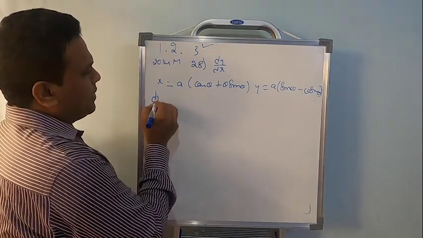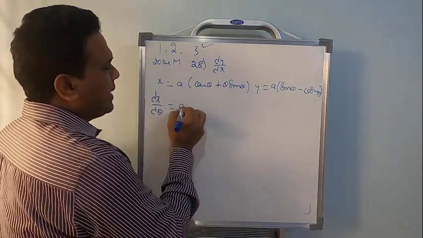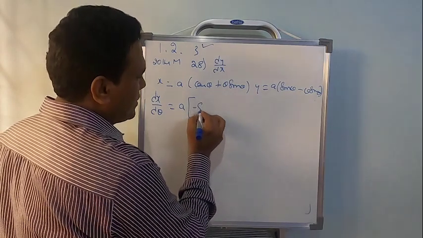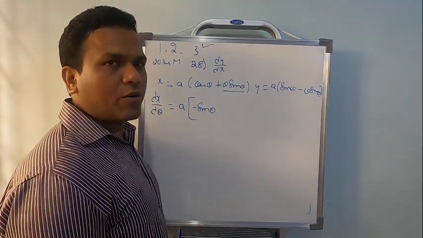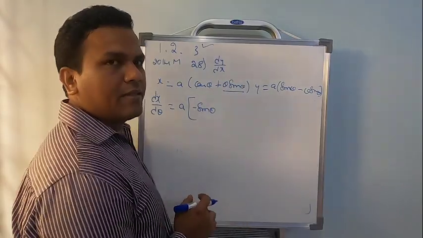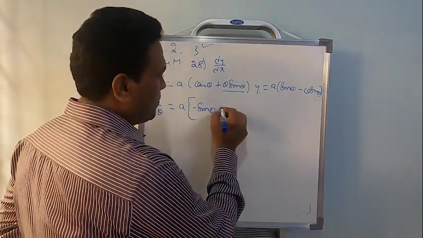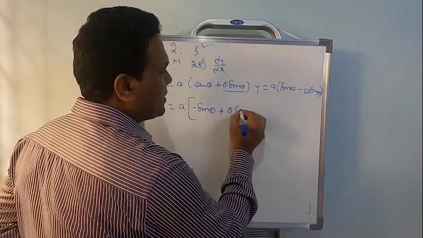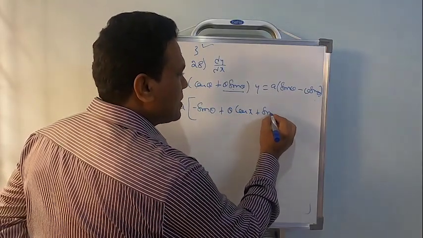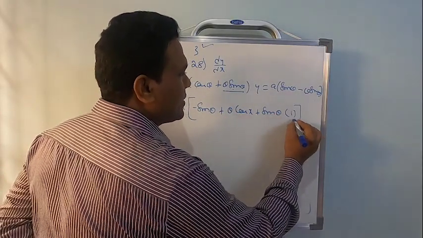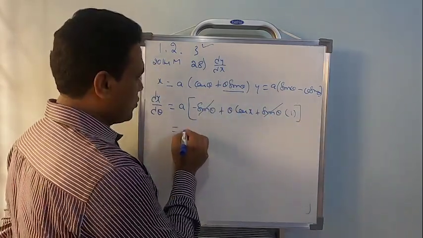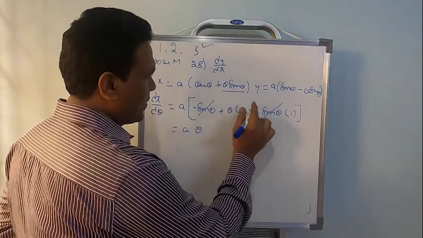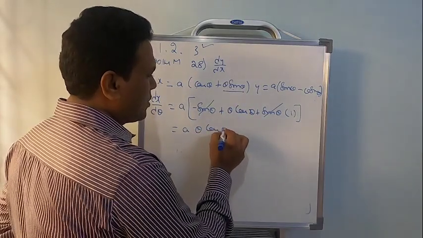So we have to find dx by d theta. A is a constant, differentiation of cos theta minus sin. Most of the students will fail to recognize there is a product rule. Theta multiplied by sin theta, use product rule. So plus theta, differentiation of sin theta will be cos theta, plus sin theta, differentiation of theta with respect to theta is 1, minus sin theta, and sin theta will be cancelled. So a theta multiplied by cos theta.